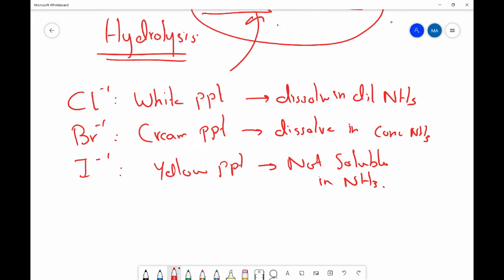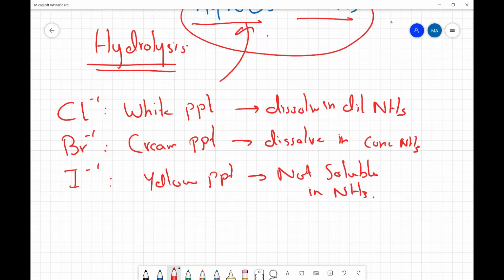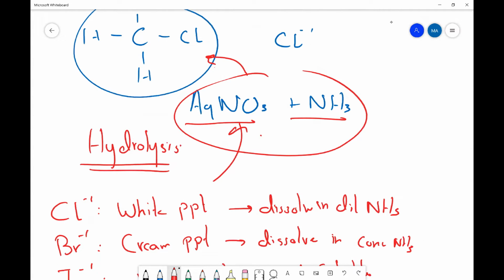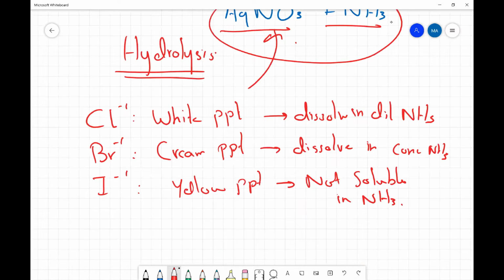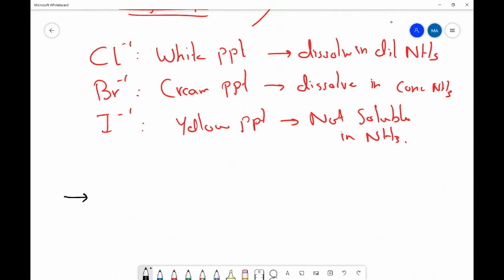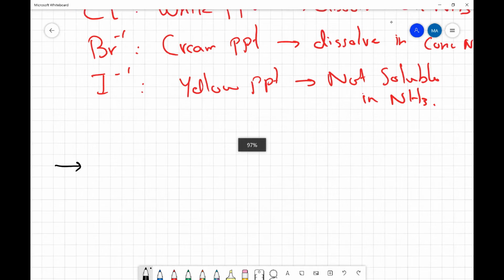First of all, this hydrolysis basically dissociates the halide from the compound. It will cause the halide to get displaced, and this is how it will give the colors. The colors are due to the differing bond strengths. Because Cl negative one has the strongest bond, the color is white, and as the bonds weaken, the color tends to get darker. So I negative one will give you a yellow precipitate. What hydrolysis does is that first of all, it will liberate the halide ion.